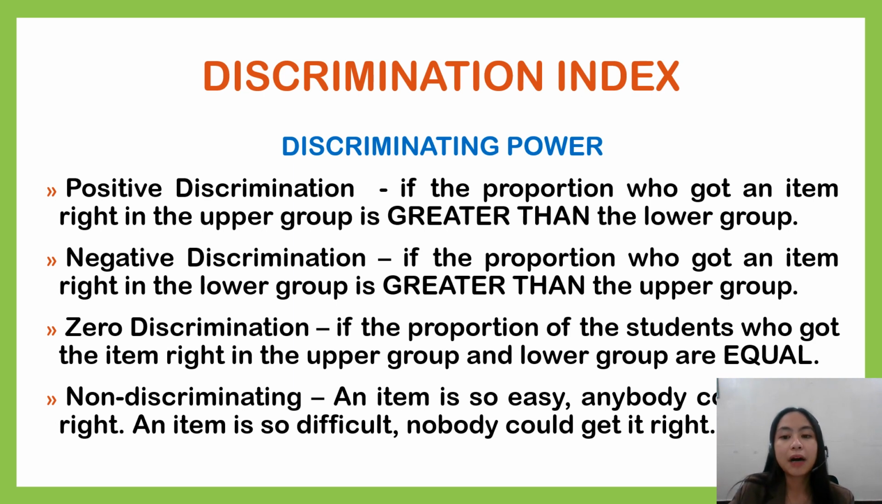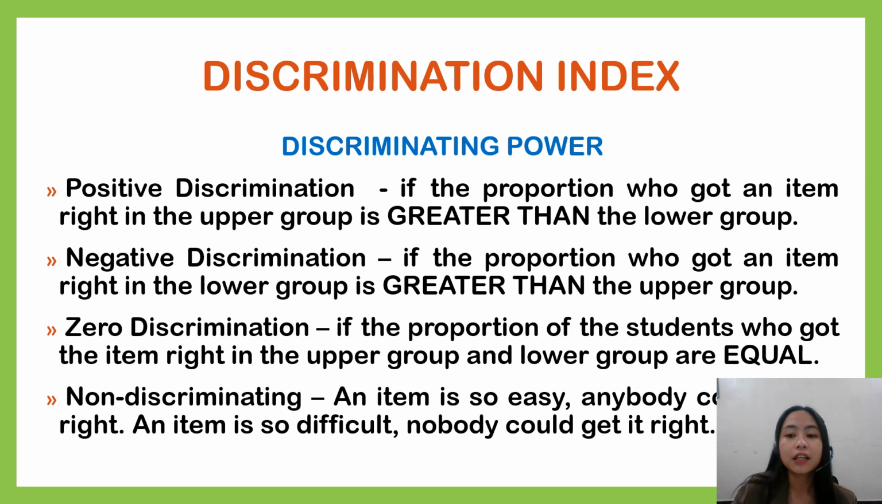Now, paano ma'am, if nagkapareha sila, sa upper may 10 nakatama, sa lower may 10 din. If equal, no, ang number ng students na nakatama sa upper and lower group, the discriminating power is 0, or zero discrimination. And an item is so easy, anybody could get it right. An item is so difficult, nobody could get it right. Ang item na yun is non-discriminating.